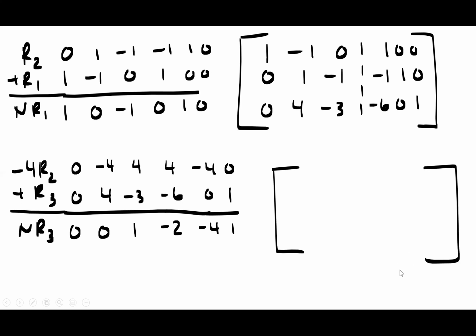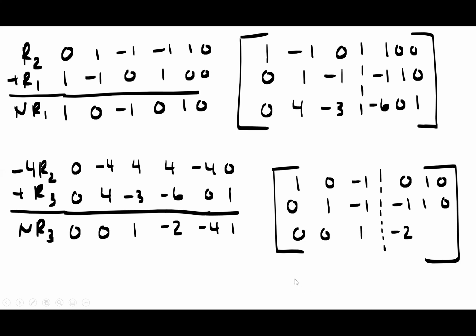Cool, so in my schema here, row 2 did not change at all. The new row 1 now is 1, 0, -1, 0, 1, 0. And my new row 3 is now 0, 0, 1, -2, -4, 1. Are we good there? Cool.